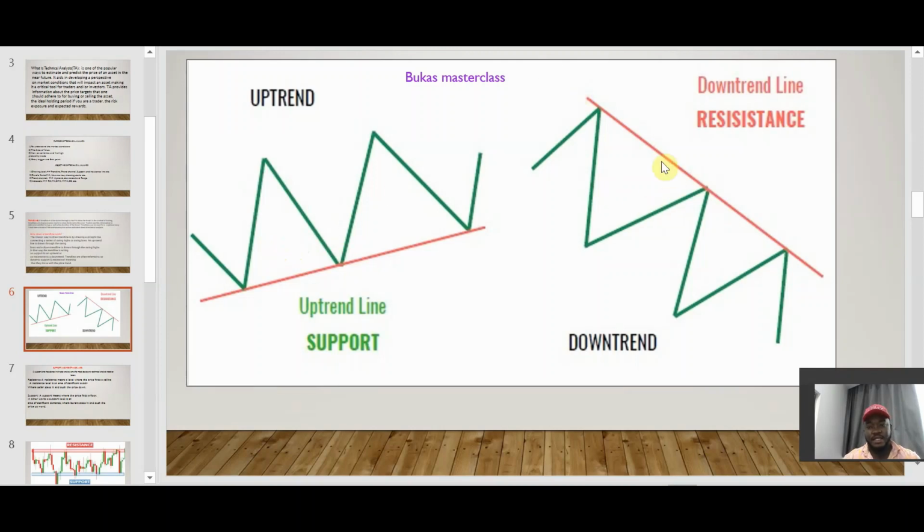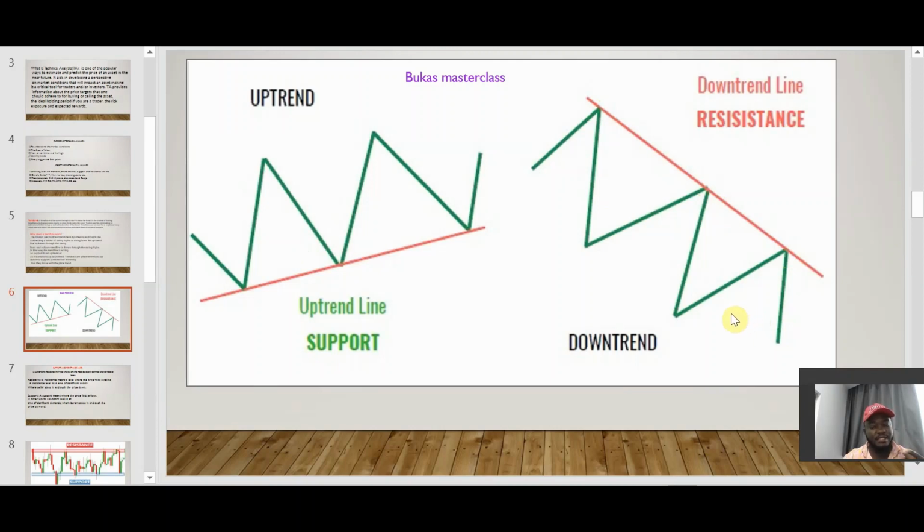Then let's see the downtrend. The downtrend goes this way. Now the trend line is acting as resistance. It goes up and touches here and comes down again. It goes up again, the same here, and touches down again. It goes up and touches down again. This is showing you that the market is in a downtrend.